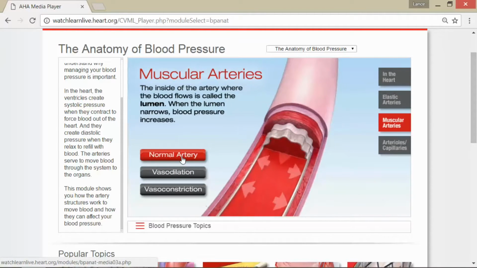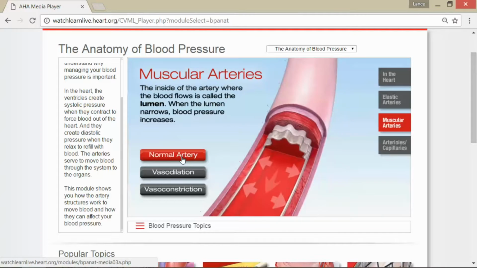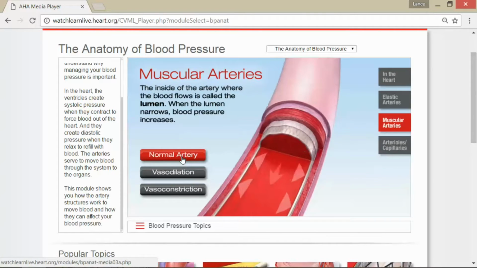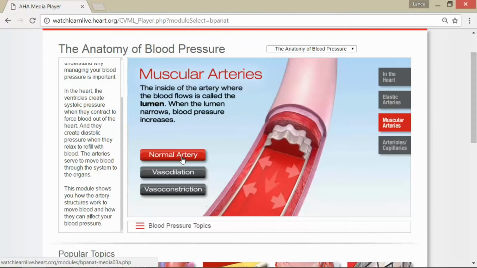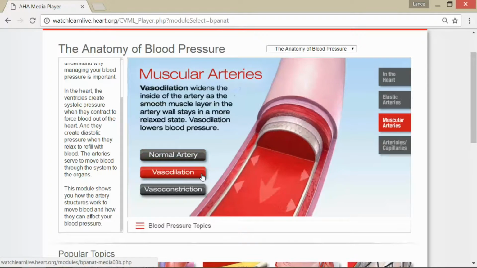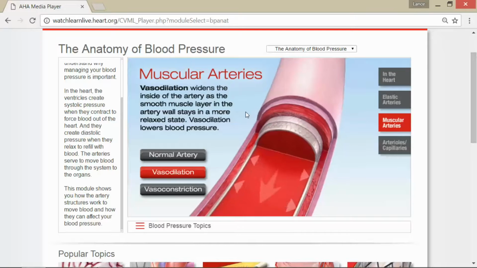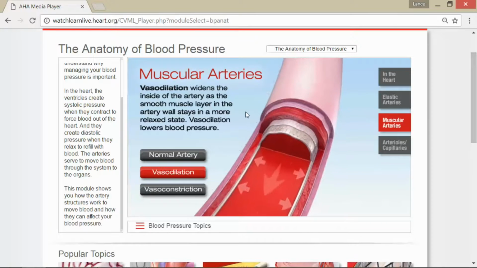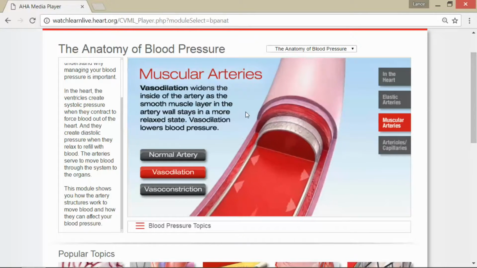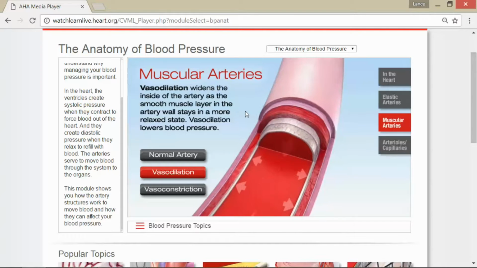So you have a normal artery. The inside of the artery is where the blood flows. It's called the lumen, and when the lumen narrows, blood pressure increases. Let's look at vasodilation. It widens the inside of the artery as the smooth muscle layer in the artery wall stays in a more relaxed state, and vasodilation lowers blood pressure.